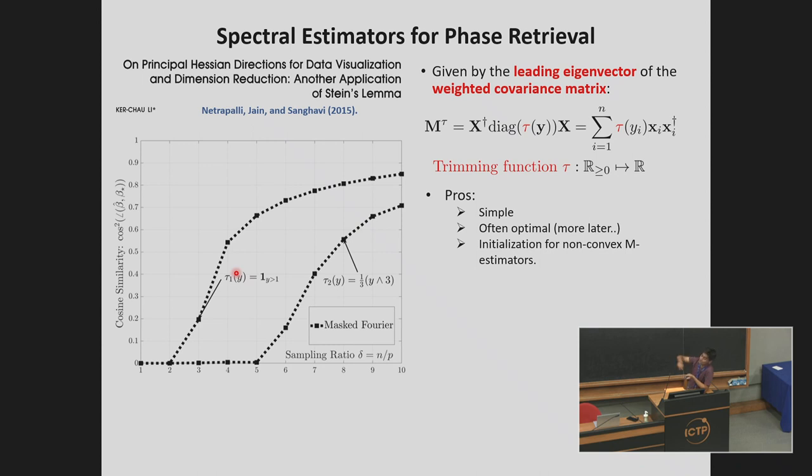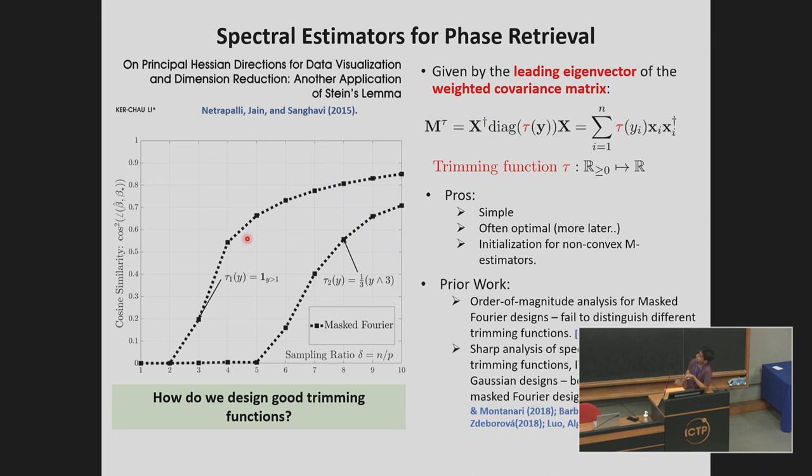So that's the trimming function, or the transformation you're using to transform your measurements before using them in the spectral estimator. And as you can see, the choice of the trimming function can change the performance of the spectral estimator by quite a bit. So we would like to understand how we come up with good trimming functions for this problem.